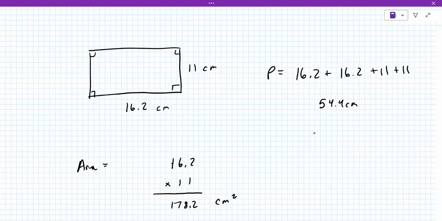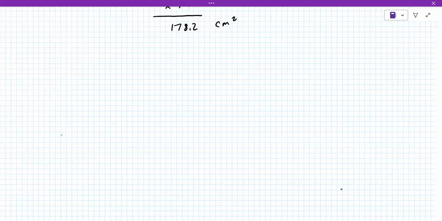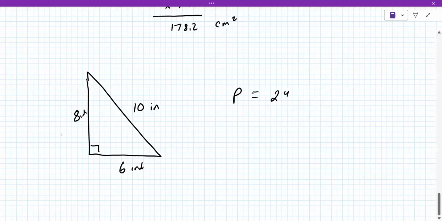Very good. All right. The next thing here is let's look at a triangle. Let's say the triangle is 6, 8, and 10 inches. You should find the perimeter. You just have to add them all together. 10, 18, plus 6 is 24. 24 inches is the perimeter.